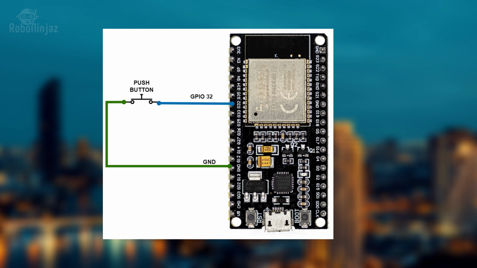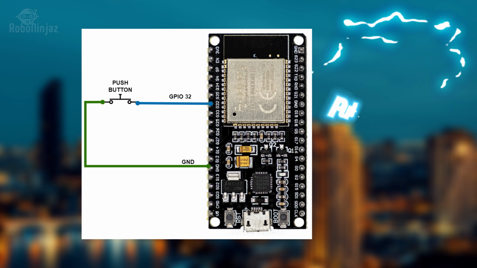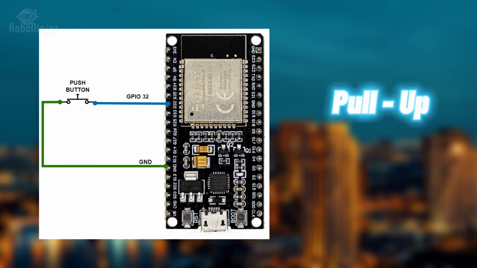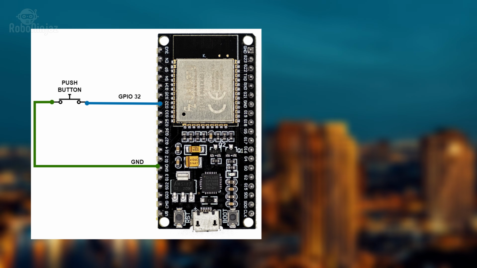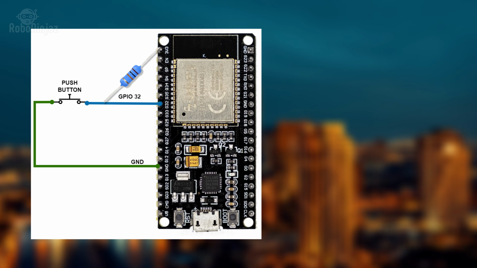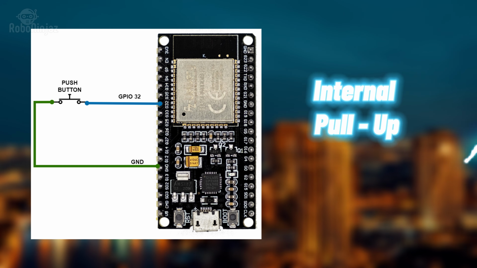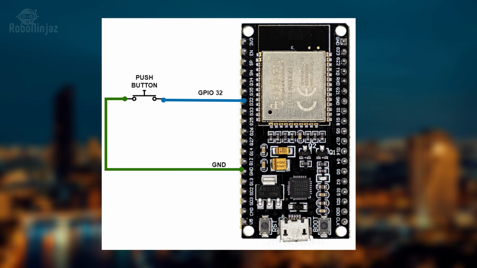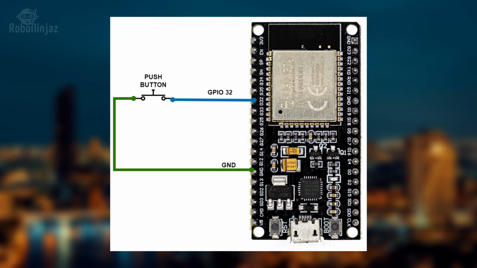In this circuit, the switch is connected to ground, so we need to add a pull-up resistor to keep the GPIO pin high when the switch is not pressed. There are two ways to do this. Use an external resistor, like a 10K ohm resistor connected to 3.3 volt, or use the internal pull-up resistor built into the ESP32. Let's go with the internal pull-up. It's simple and doesn't require any extra components.